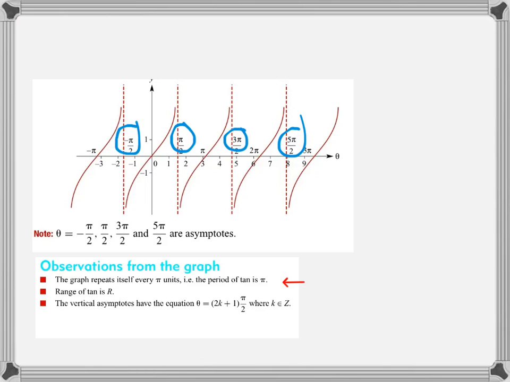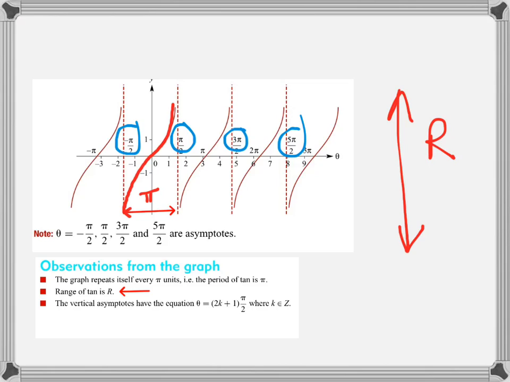Now have a look at some observations from the graph. We can see that the graph repeats itself every pi units. So the period of tan is not 2 pi like sine and cos, it's just good old pi. I've highlighted one period of the tan graph, and you can see that the span is only pi between asymptotes. What's the second point here? The range of tan is now all real numbers, because it goes from minus infinity up to plus infinity, so it's in fact R.